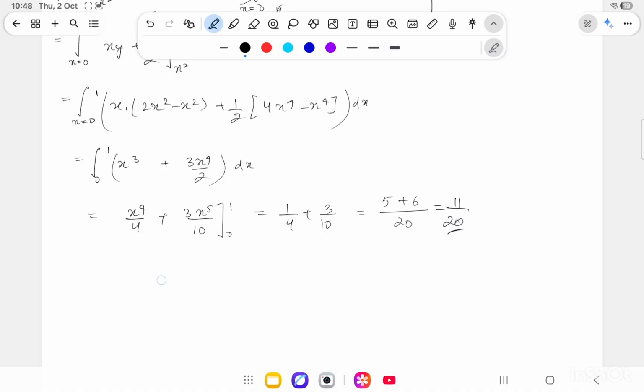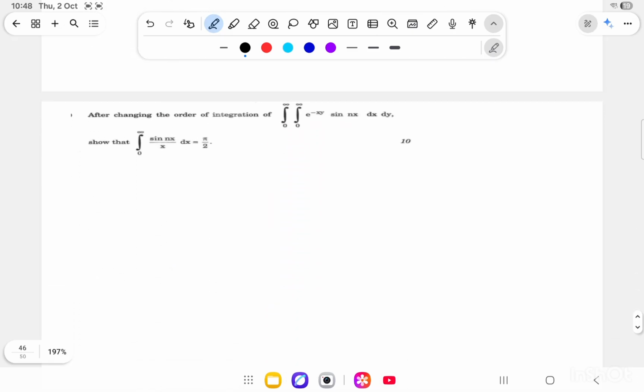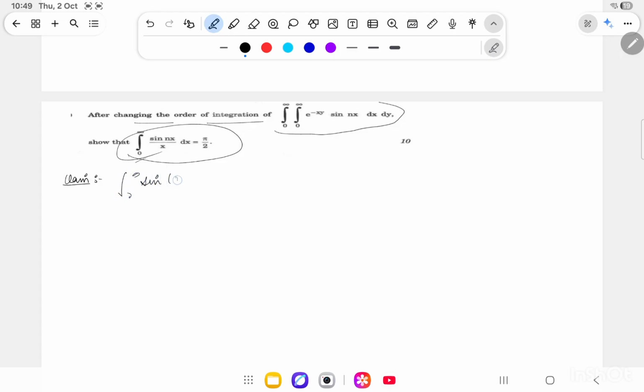So let's move on to the next question. The next question says that after changing the order of integration of this, show that this is equal to pi by 2. Okay, so our claim is basically that the integral from 0 to infinity of sine mx by x dx is equal to pi by 2, and we're supposed to show this using this integration, by changing its order.